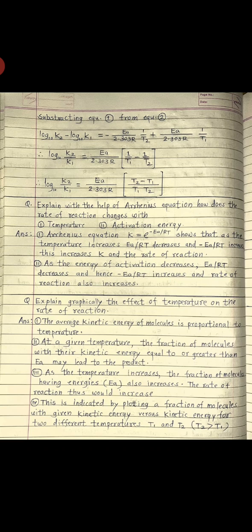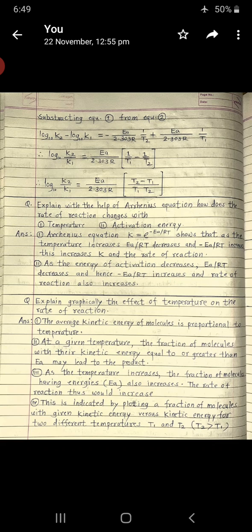Okay. This is indicated by plotting a fraction of molecules with given kinetic energy versus kinetic energy for two different temperatures, that is T1 and T2. Here T2 is greater than T1. T2 is the final temperature and T1 is the initial temperature. So the final temperature is greater than the initial temperature.